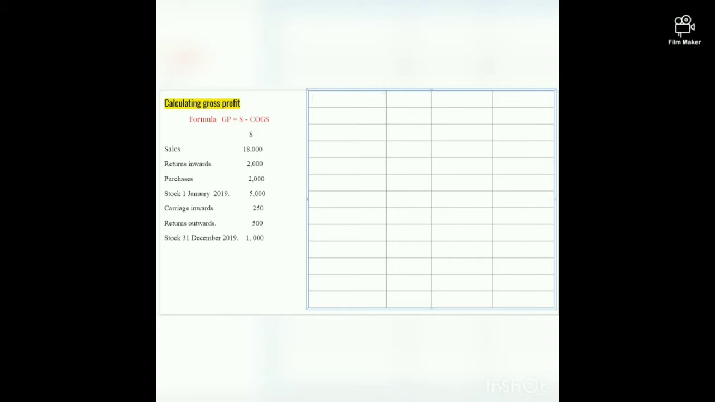But before we get to the cost of goods sold, we have to find out the total sales, because from the sales, that is what we're going to subtract our cost of goods sold. So based on our little activity here, we state that sales is 18,000, but when we look at the other items, we realize that there is return inwards and return outwards. We would have discussed return ins and return outs in our previous lessons.